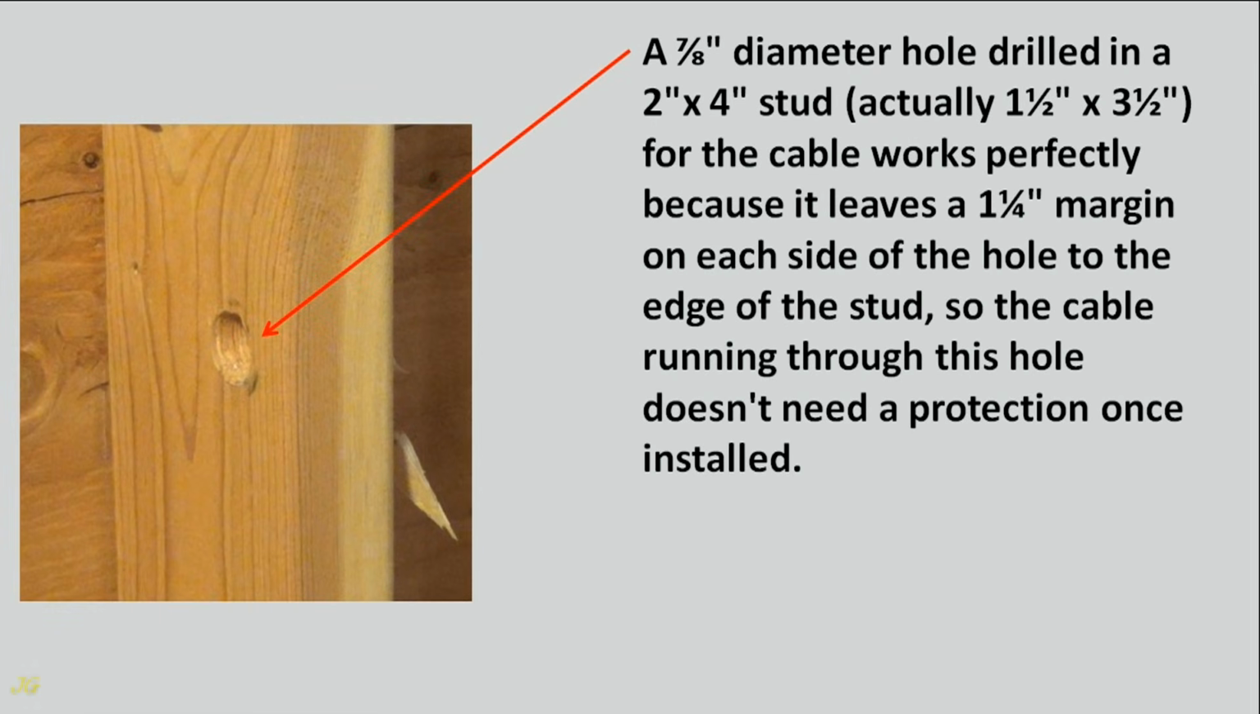A 7/8 inch diameter hole drilled in a 2 by 4 inches stud, actually 1.5 by 3.5 inches, for the cable works perfectly because it leaves a 1¼ inch margin on each side of the hole to the edge of the stud, so the cable running through this hole doesn't need protection once installed.